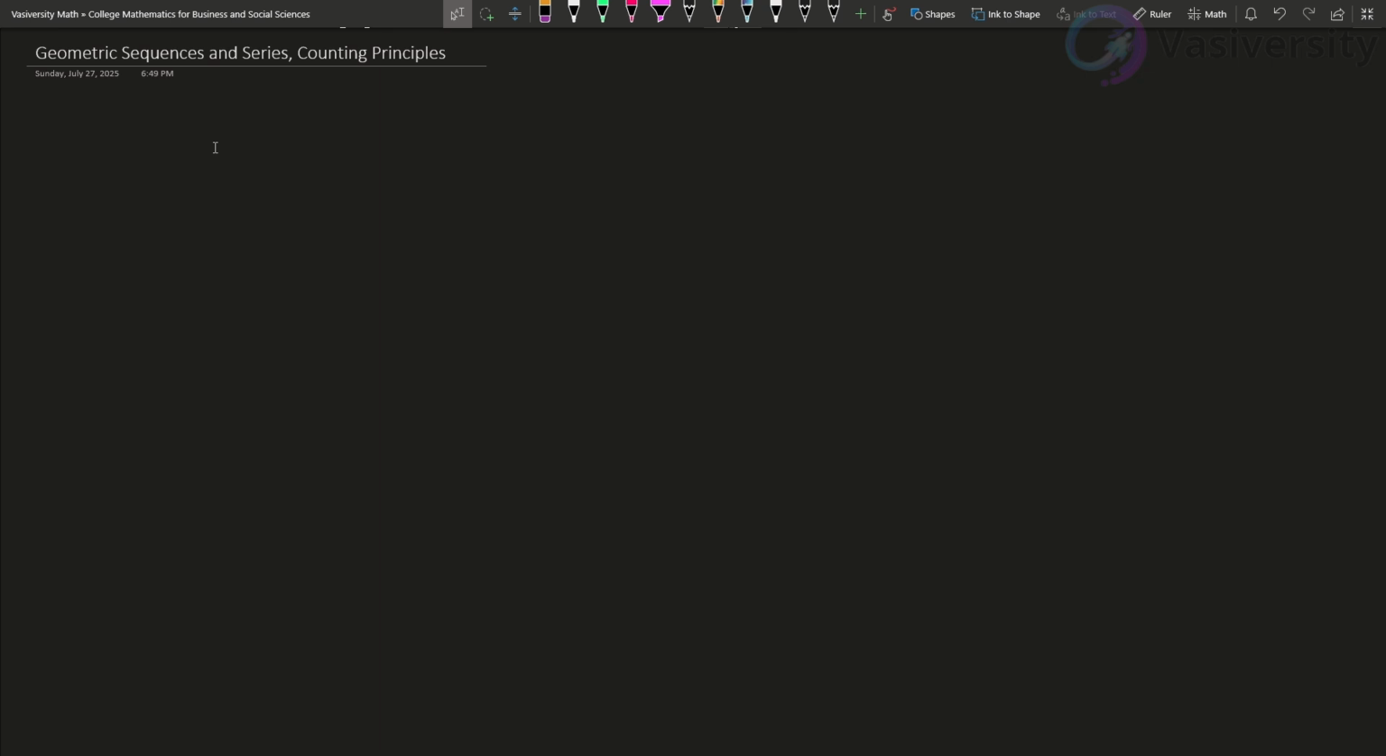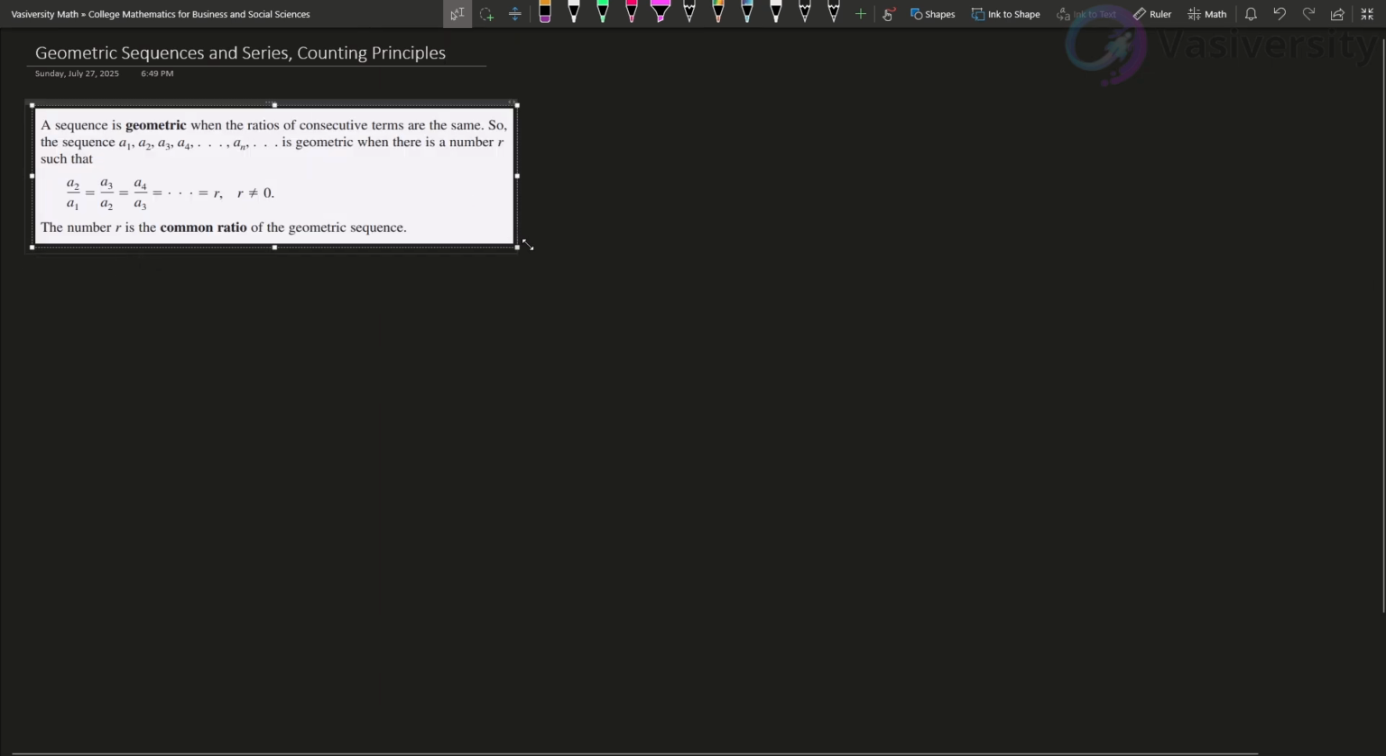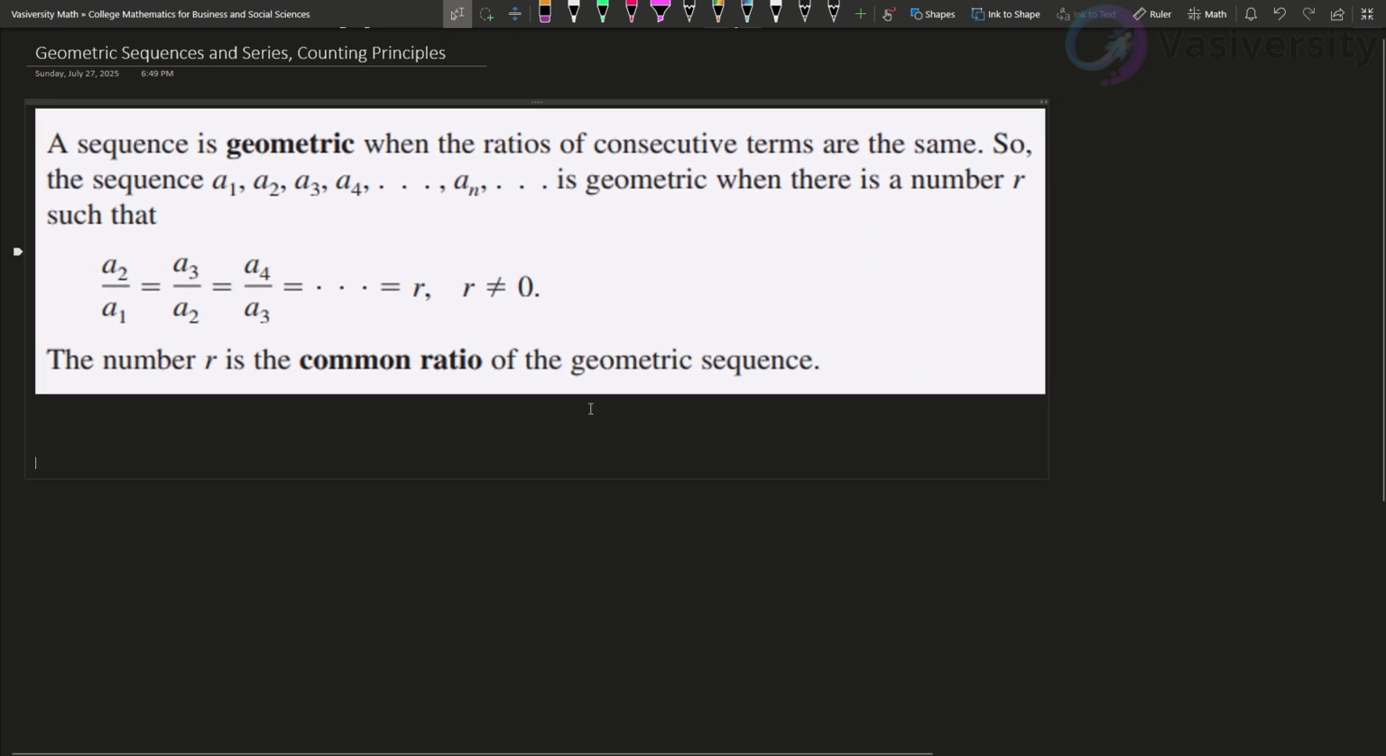Geometric series and sequences are some of the most commonly used and most famous sequences. A sequence is geometric when the ratios of consecutive terms are the same. So the sequence a1, a2, a3, a4 is geometric when there is a number r such that a2 divided by a1, and a3 divided by a2, etc., is equal to r, and r is non-zero. The number r is the common ratio of the geometric sequence.